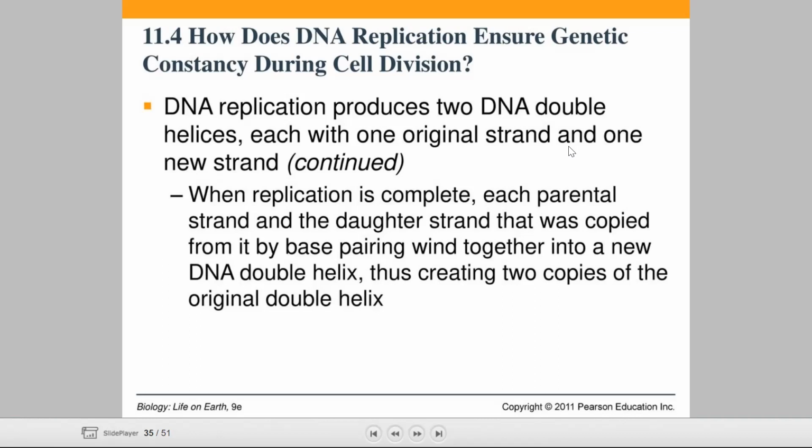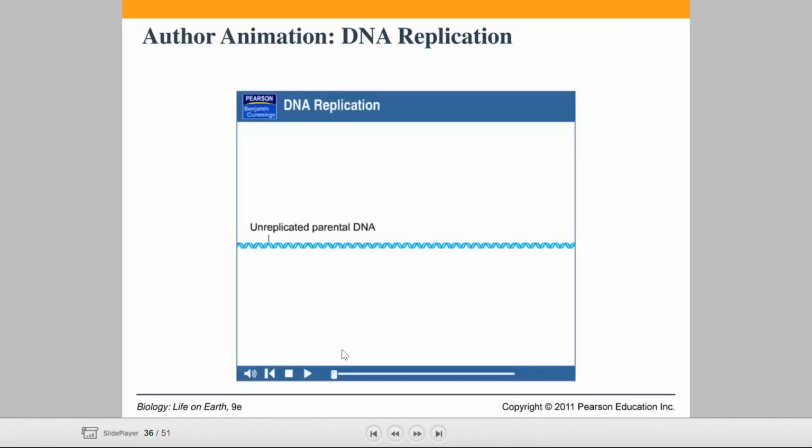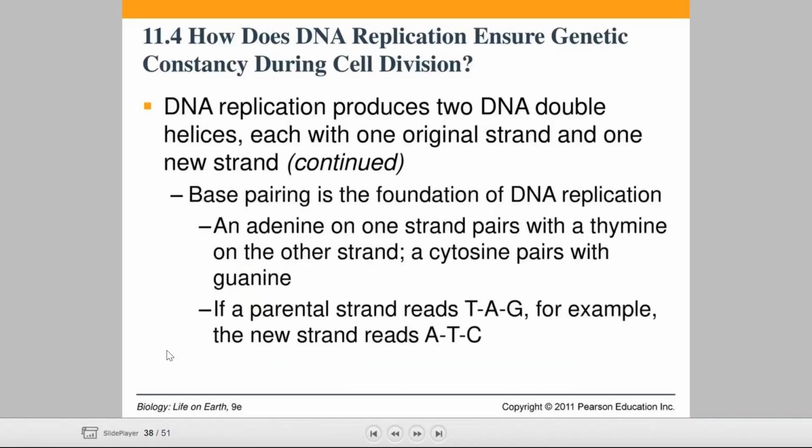DNA replication produces two DNA double helices, each with one original strand and one new strand. When replication is complete, the parental strand and the daughter strand that was copied from it by base pairing wind together into a new DNA double helix, thus creating two copies of the original double helix. I'll show you the picture. Now this one. Can we play the animation first?